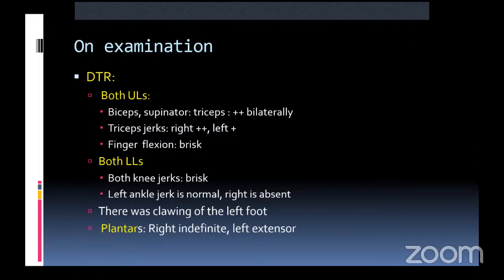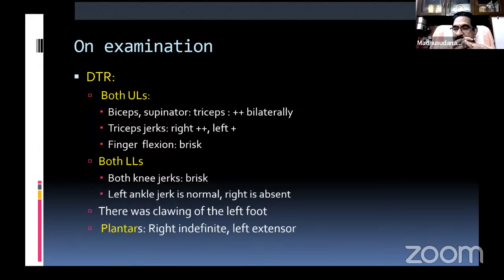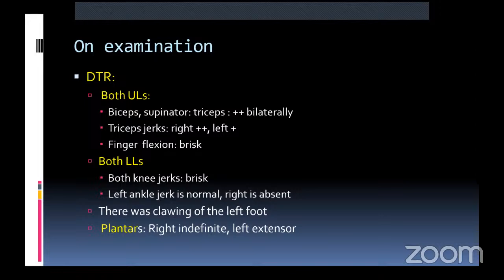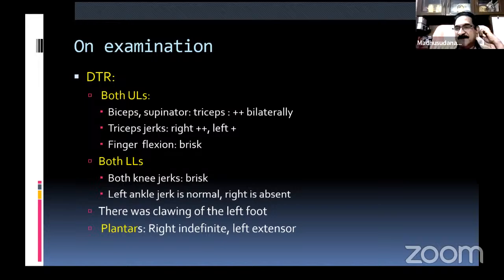Finger flexors are brisk, so probably above the level of C8. Yeah, correct. And there is probably an additional radiculomyelopathy component, because that proximal muscle weakness cannot be explained by cervical myelopathy. Perfect. Right, perfectly right.